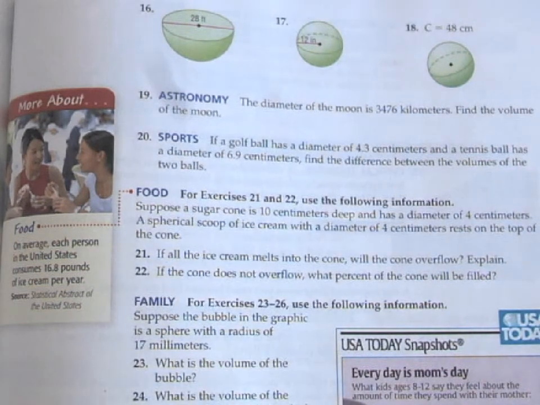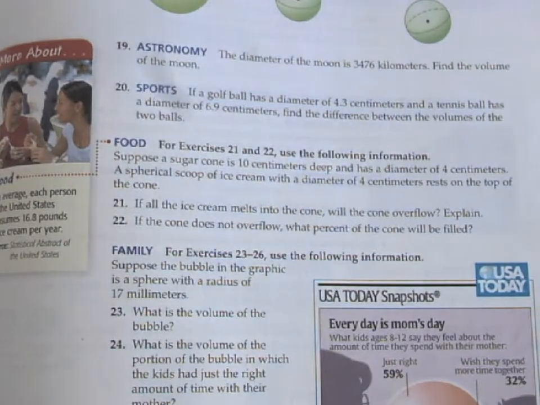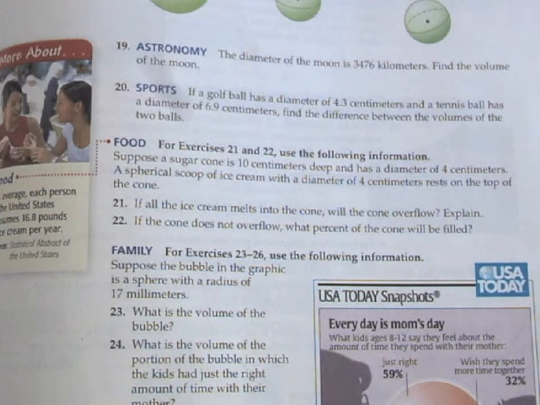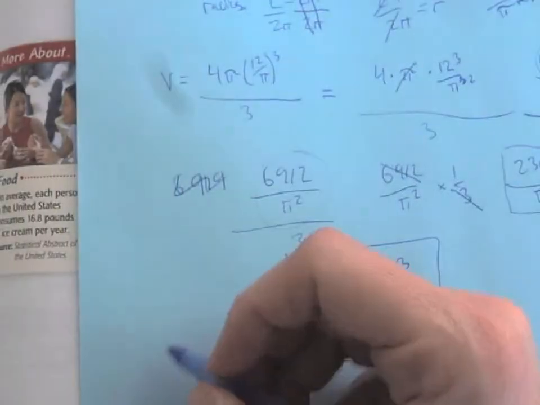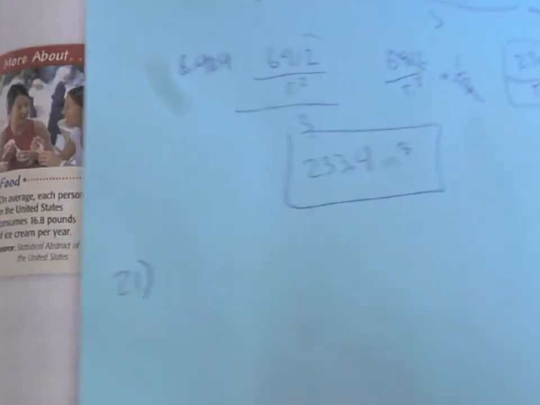Okay? All right, 21 we're going to draw out because I think that's kind of an interesting problem, and I think drawing it out will help. So we have a sugar cone, 10 centimeters deep, that has a diameter of 4 centimeters, and then a spherical scoop of ice cream with a diameter of 4 centimeters on the top of the cone. Okay, so let's draw it out and see what's going on here. So this kind of applies to 21 and 22, but I don't think I asked you to do 22.